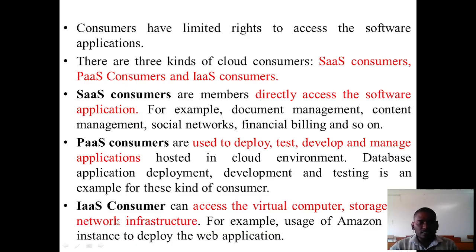Another one, the infrastructure as a service consumer can access virtual computer, storage and network infrastructure, for example the usage of an Amazon EC2 instance to deploy web applications. If you want to deploy any applications, Amazon Elastic Compute Cloud is used to deploy them. So a cloud consumer can deploy applications based on Amazon EC2. That's the Amazon Elastic Compute Cloud concept. That's the infrastructure as a service consumer. That's all about the NIST standards. Thank you.